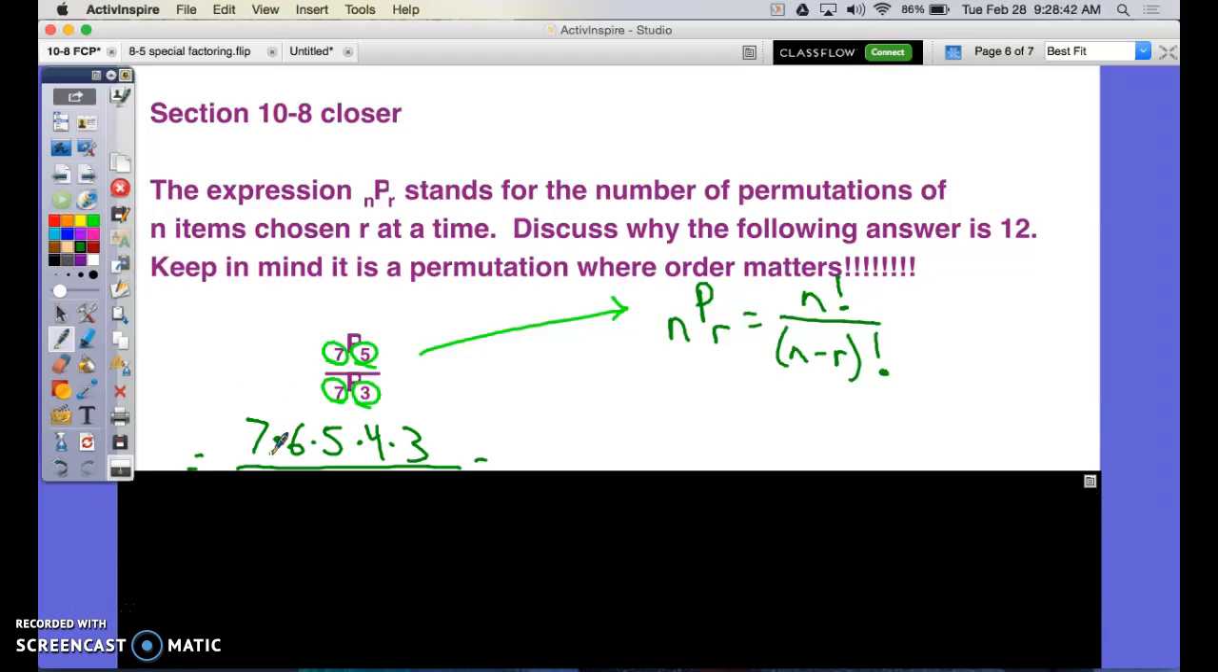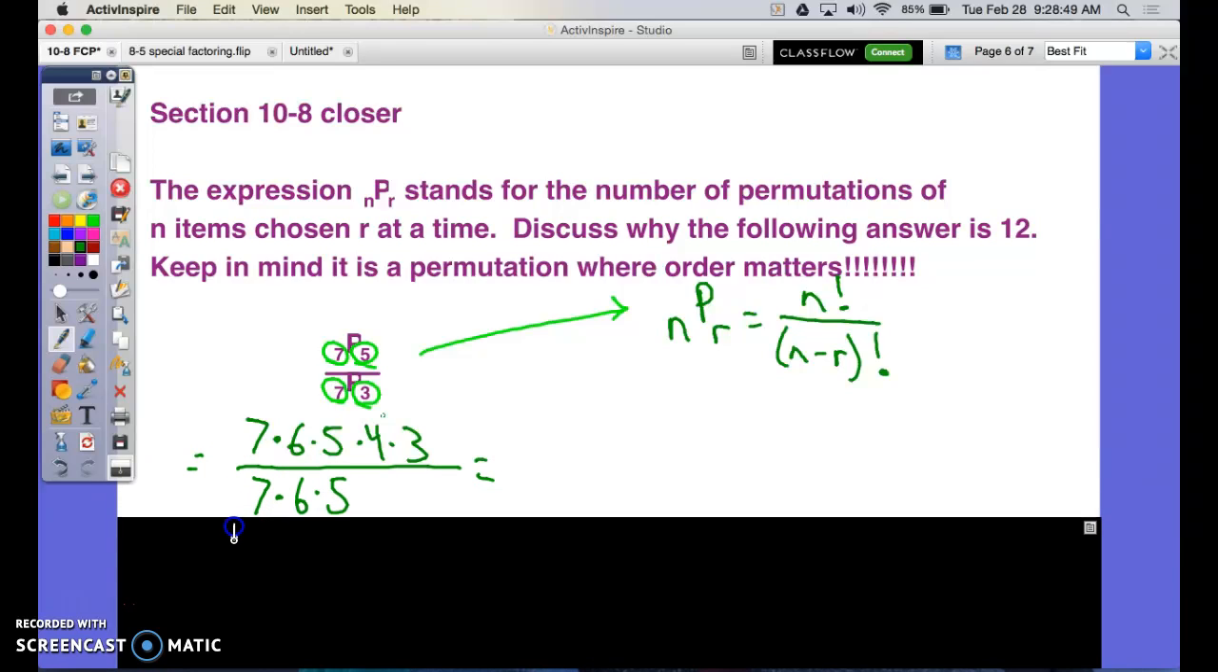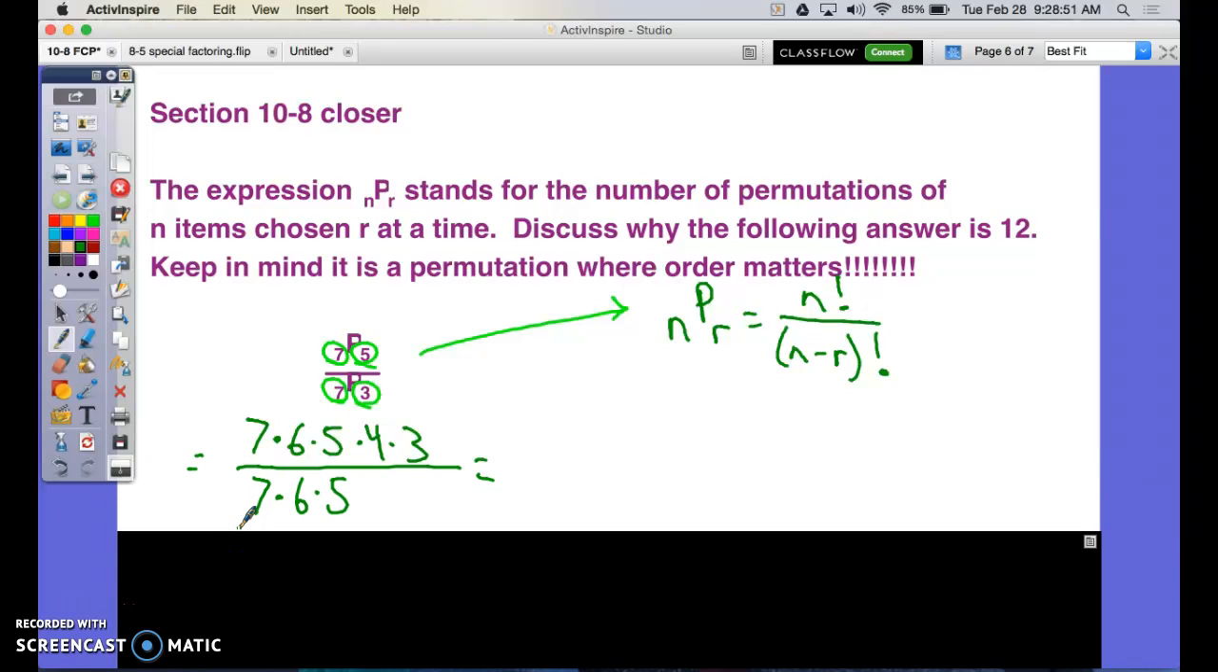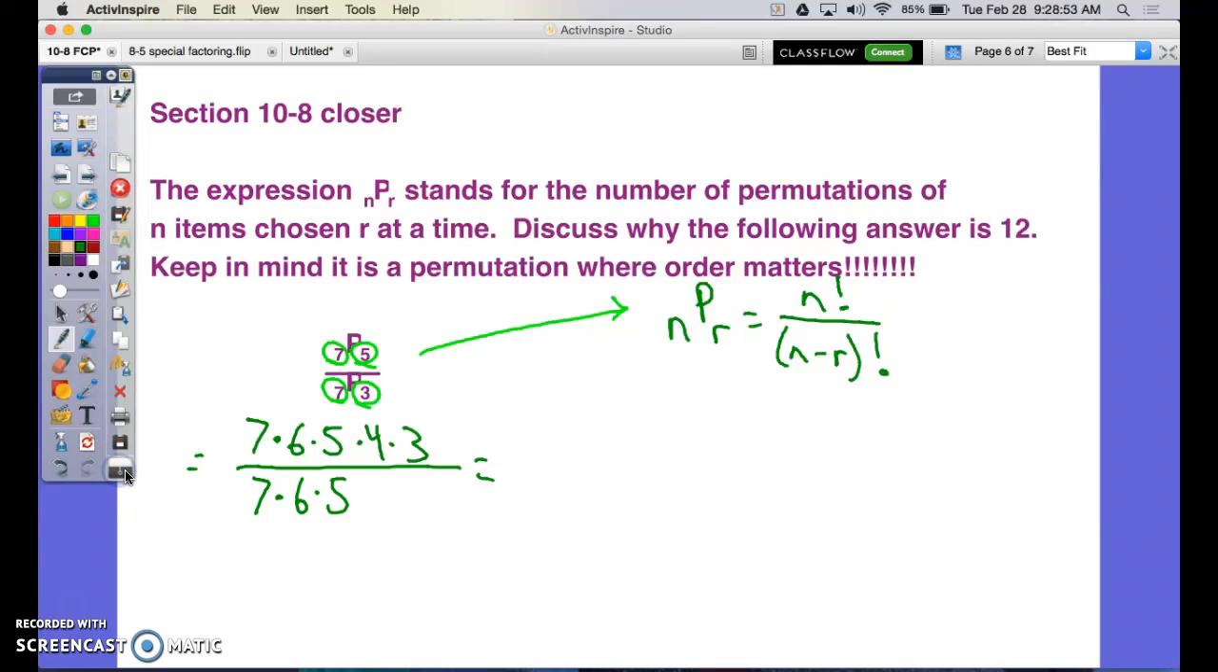It's like 5 horses in a race. First place, second place, third, fourth, fifth. 7 choose 3 is first times second times third. Then once again, you will see that we can go ahead and cross out the 7, the 6, the 5, and we are left with 4 times 3, which is 12, which is the answer I told you was to the problem. I wanted you to try to do this to show that the answer does equal 12.